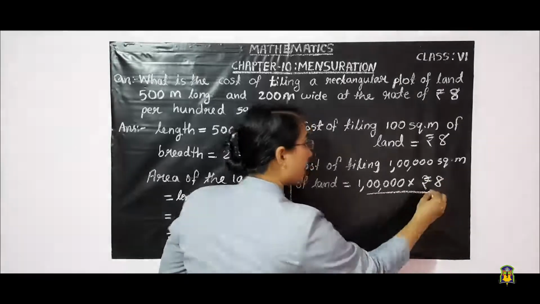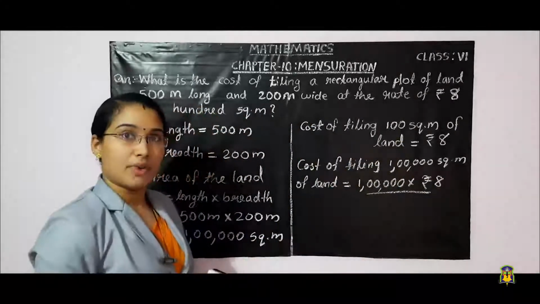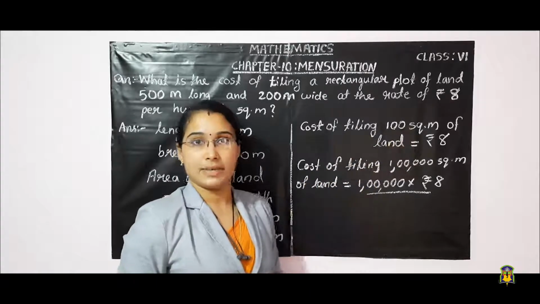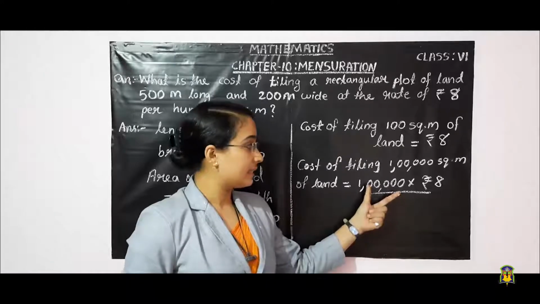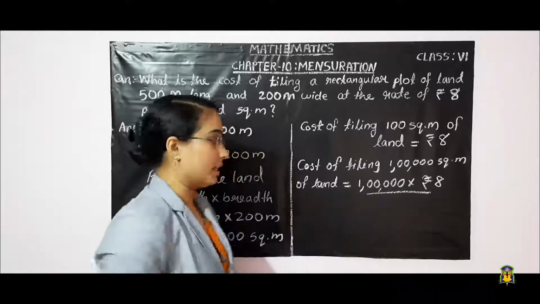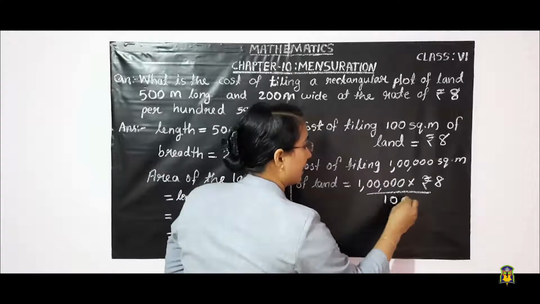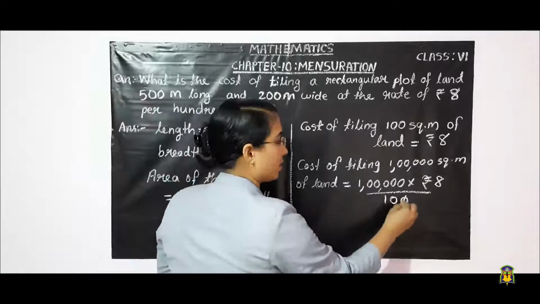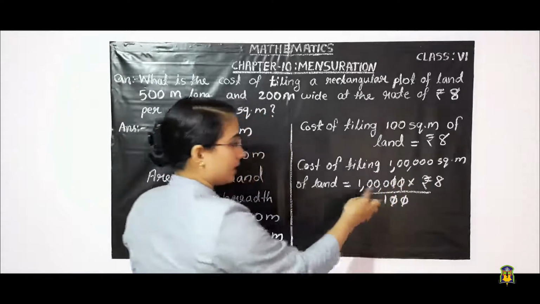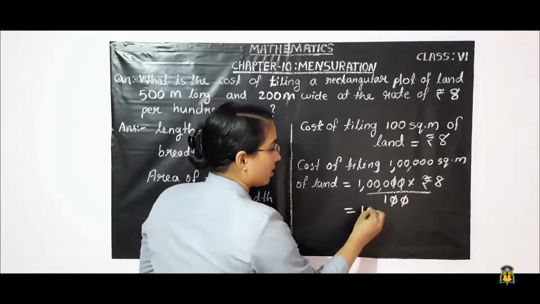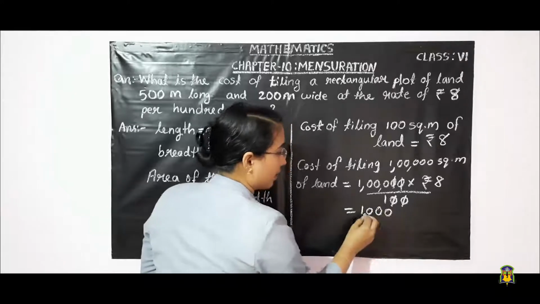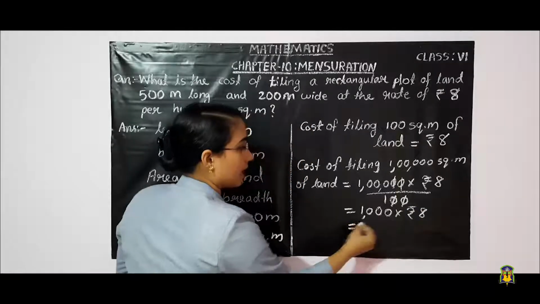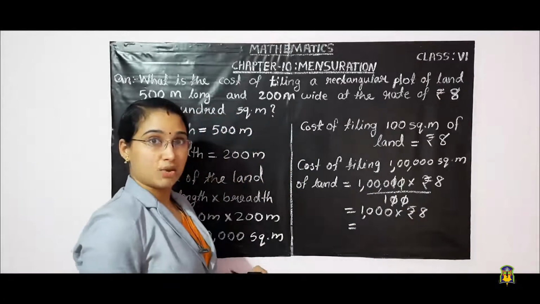Then divided by 100. Why are we dividing by 100? Because the cost of tiling 100 square meter is given. So we want to divide this answer by 100. Then how can we do this calculation? First we can cut the zeros. After that here we have 1000. So 1000 into rupees 8. Then 1000 into 8. How can we multiply 1000 into 8?